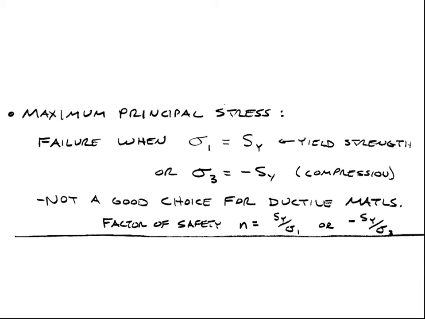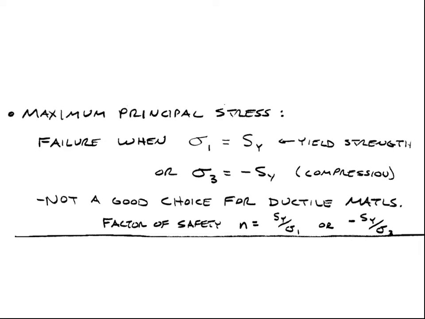Now, the criterion itself says that when the magnitude of either of the principal stresses, and if we order them from sigma 1 to sigma 3, then sigma 1 is always going to be the biggest, sigma 3 will always be the smallest, so in other words, the greatest value of compression if any of these are in compression, then when either of those magnitudes reaches the yield strength, you have failure. And so the factor of safety is just the ratio between the yield strength and the principal stress. Again, if you have compression, you need to check both the maximum and minimum values to see which one is critical.